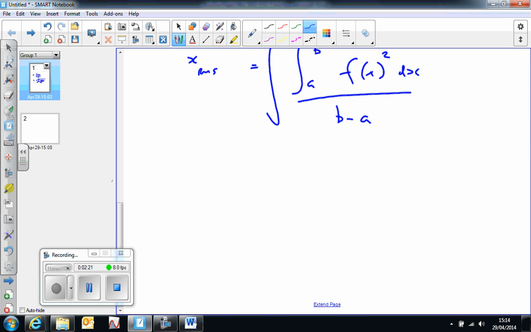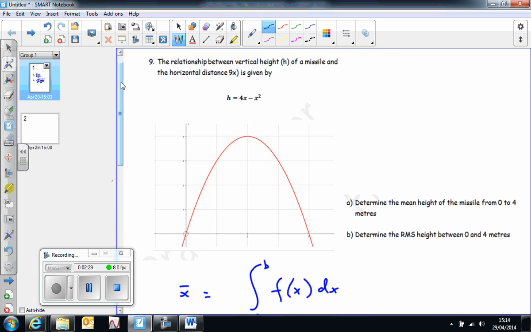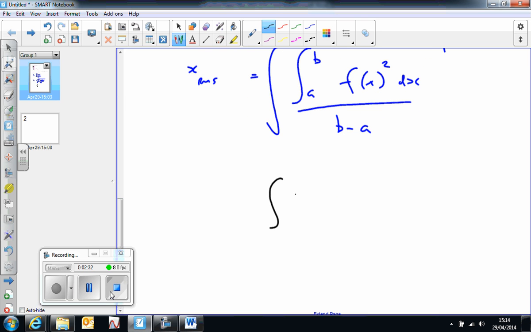So for this particular example, what we're asked to do is to integrate this function, h equals 4x minus x squared, between the limits 0 and 4. So what do I do to get the mean value for h? Divide by 4 minus 0, or just 4. So all I've got to do is integrate that function between 0 and 4, and then divide by 4 and that gives me the mean value. So if I just pause this video there, see if you can do it.